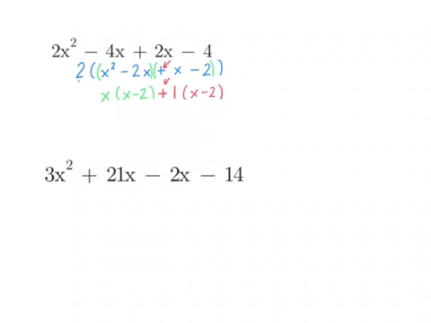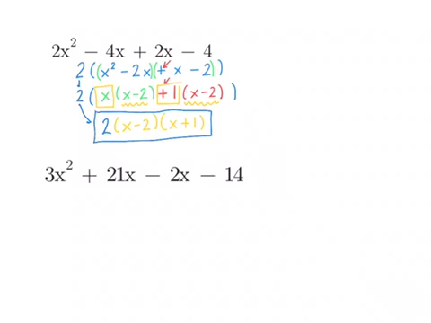And I still have this 2 that I factored out at the very beginning. Now they both have this x minus 2 in common, so I can factor that out, and that leaves me with this x and this plus 1 in my second binomial. And again, I have the 2 that I factored out at the very beginning, which needs to be part of my final answer. So this factors into 2 times x minus 2 times x plus 1.